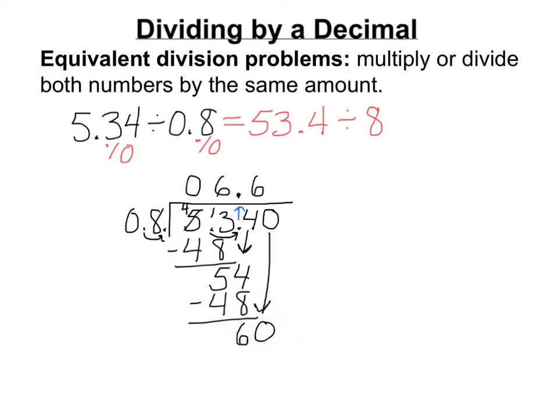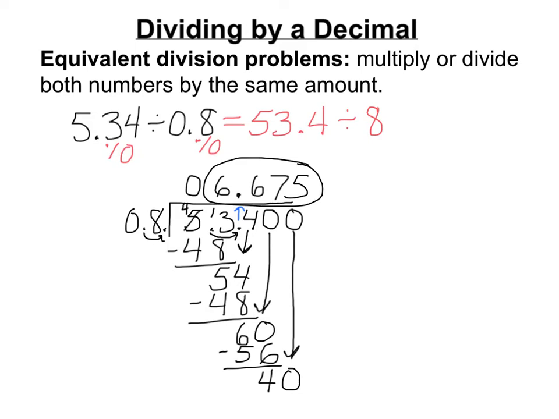8 goes into 60 7 times. 7 times 8 is 56. Subtract, we get 4. Again, I need something to bring down. Well, this empty space really has a 0. So we're going to bring down that 0. 8 goes evenly into 40 5 times. And so the answer is 6.675.